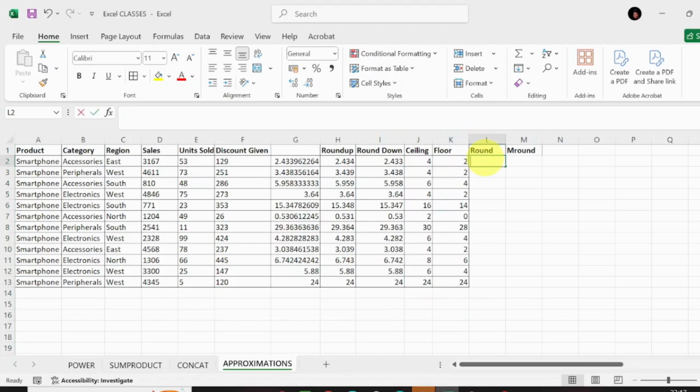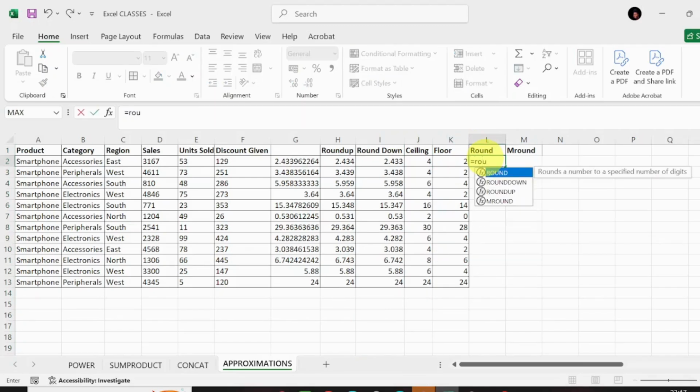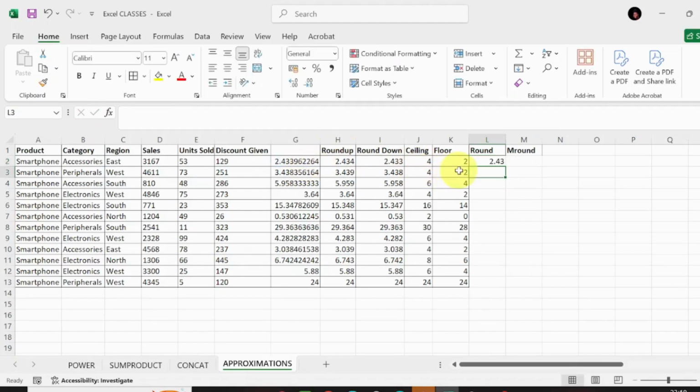Now for the ROUND function, you just pick the ROUND, and once you click on this and have the open bracket, we want to round this to 2 decimal places, and you're going to have it like this. Please note, you're having 2.43, but if you change this to 3, you see it's having 2.434, meaning it has rounded it.